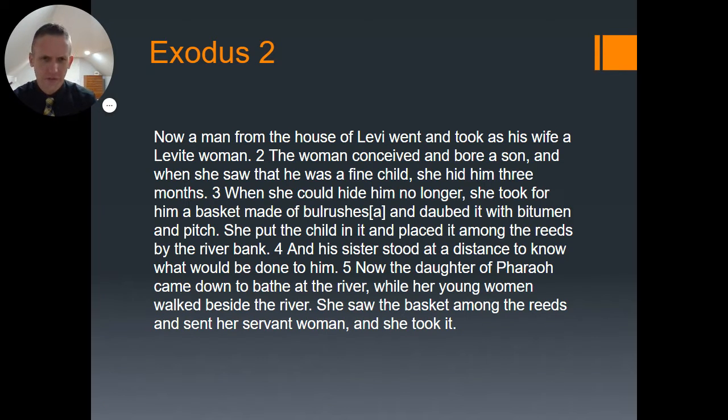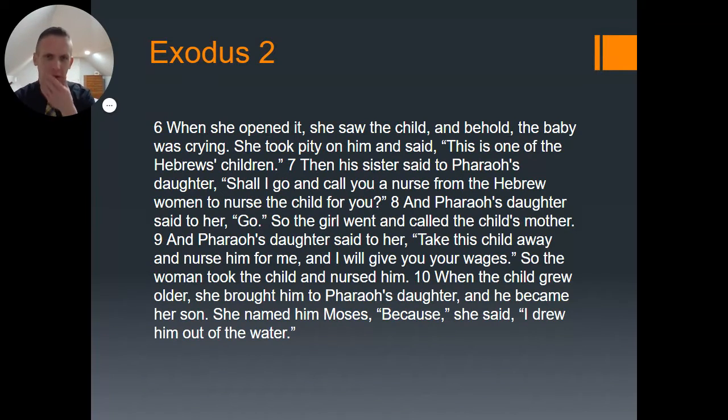See, the daughter of Pharaoh comes out to bathe, and when she saw the basket among the reeds, she sent her servant woman, and she took it. When she opened it, she saw the child, and behold, the baby was crying, and she took pity on him and said, "This is one of the Hebrew children." Then his sister, her name is Miriam, we'll find out later, said to Pharaoh's daughter, "Shall I go and call a nurse from among the Hebrew women to nurse the child for you?" And Pharaoh's daughter said to her, "Go."